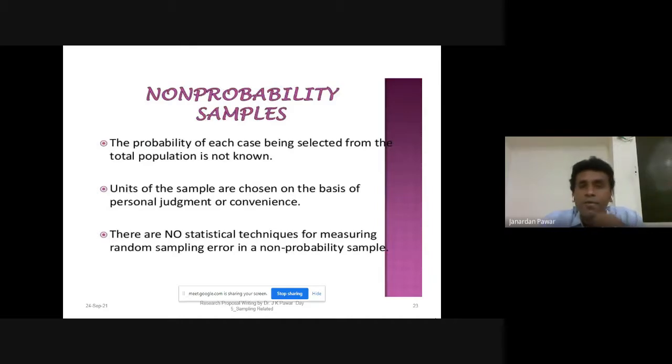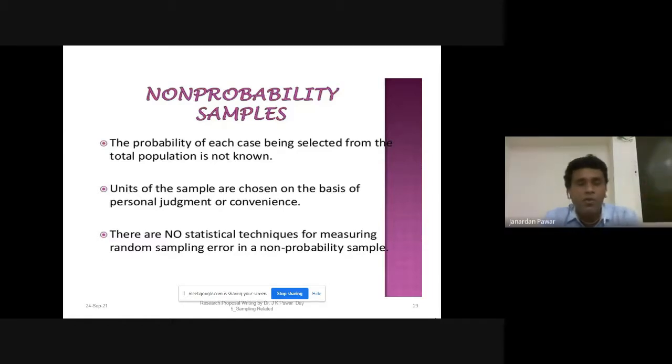The probability of each case being selected from the total population is not known. We are not aware of the percentage of getting selected, but they are selected on certain parameters. Remember, units of the sample are chosen on the basis of personal judgment or convenience. They apply some parameters. Sometimes they go for their personal judgment, sometimes they go for convenience.